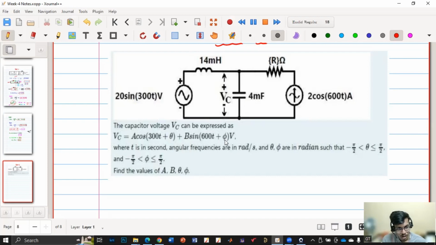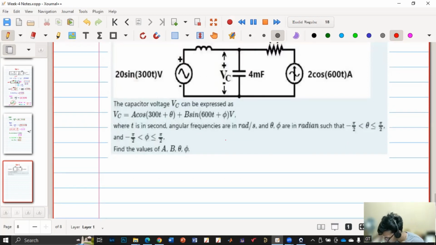okay. So when there are two sources, we can apply superposition, right? So we'll solve the circuit individually rather than having two sources, which will be quite complicated. We'll solve them individually. Do you agree? Can we do that? Yes, sir. Yes. So we'll apply superposition.